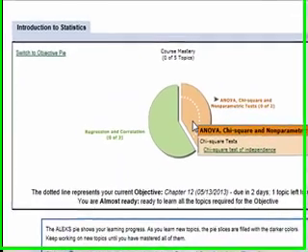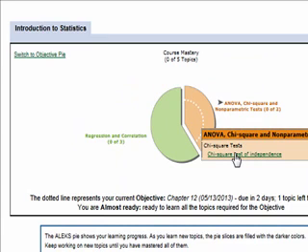Hi class, this is Professor Smith. I'll be doing a movie on the chi-square test of independence.